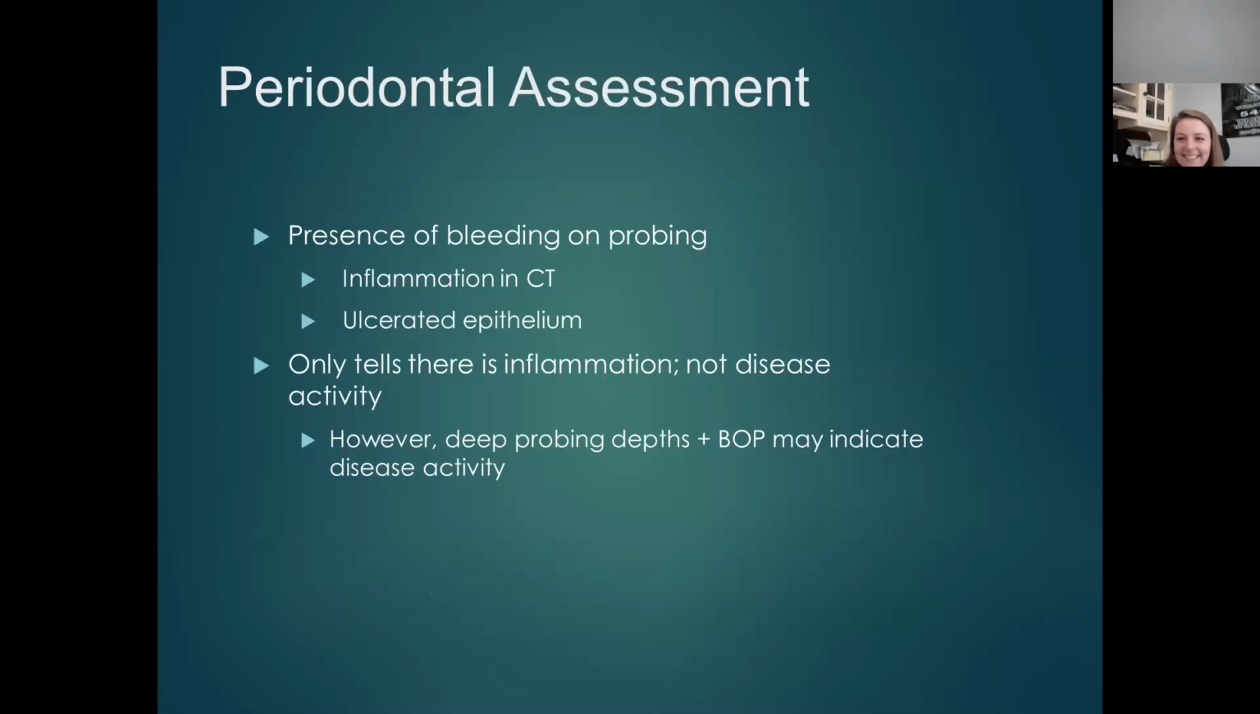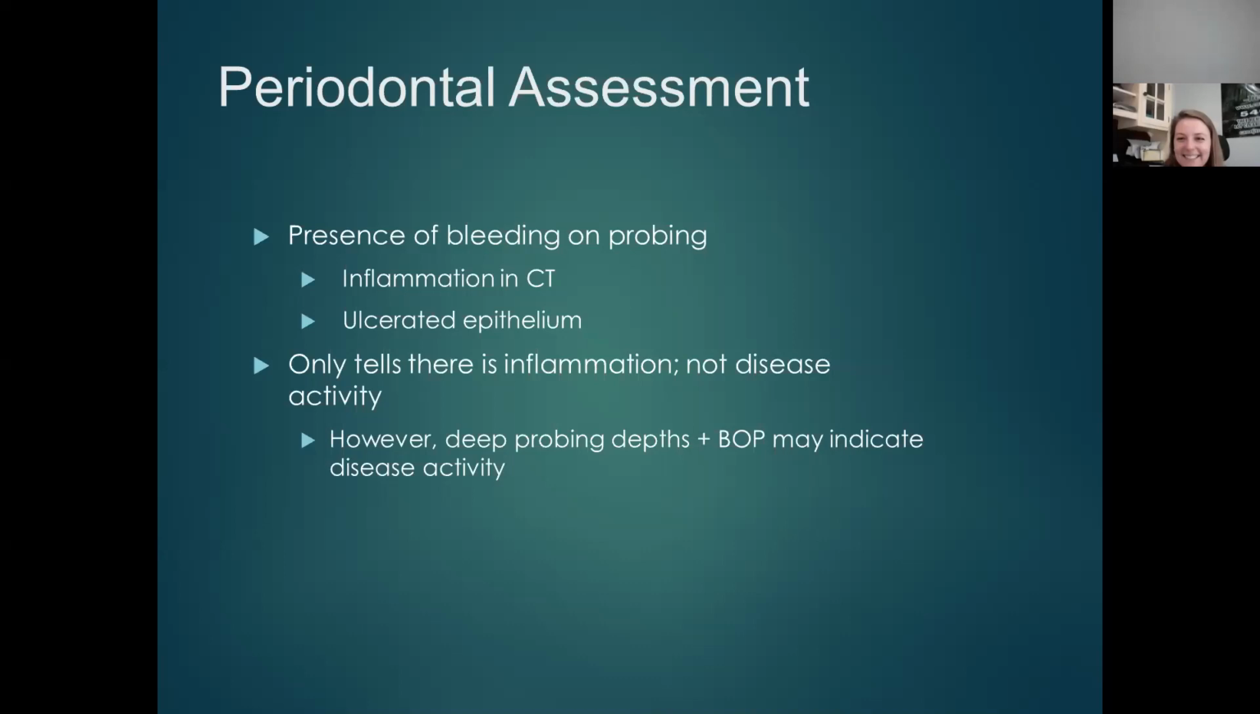So is there bleeding or is there not bleeding? The presence of bleeding oftentimes indicates there's inflammation in the connective tissue, the lining of the sulcus or the pocket, and they have an ulcerated epithelium. So we're always looking at bleeding on probing, and we're also quantifying the type of bleeding. Is it immediate? Is it a gusher? Is it slight oozing? Is it delayed? Because that can also give you some sort of an understanding of how inflamed that pocket area is.